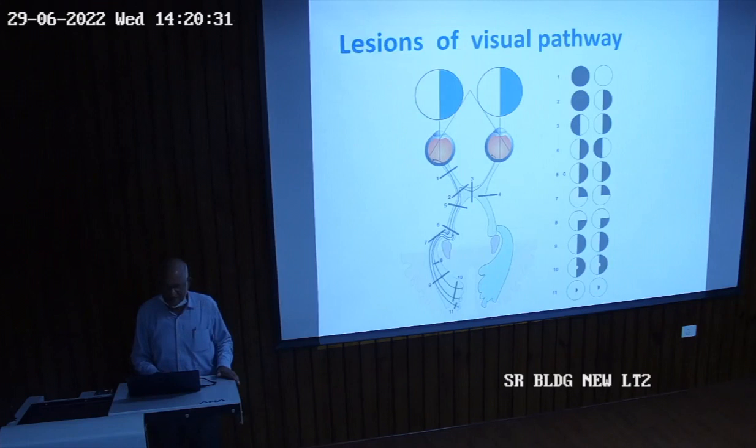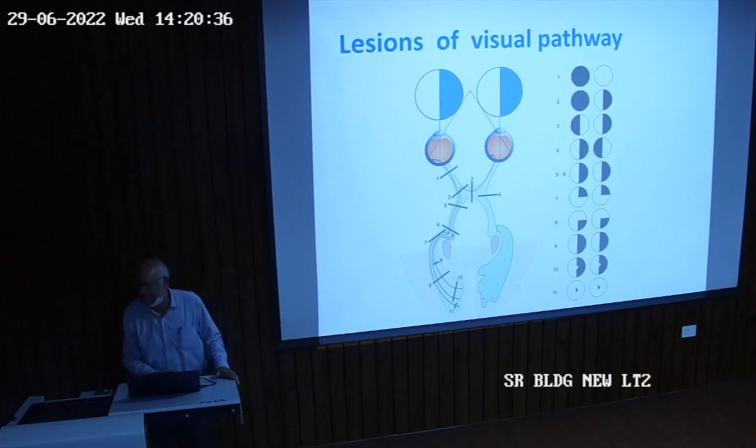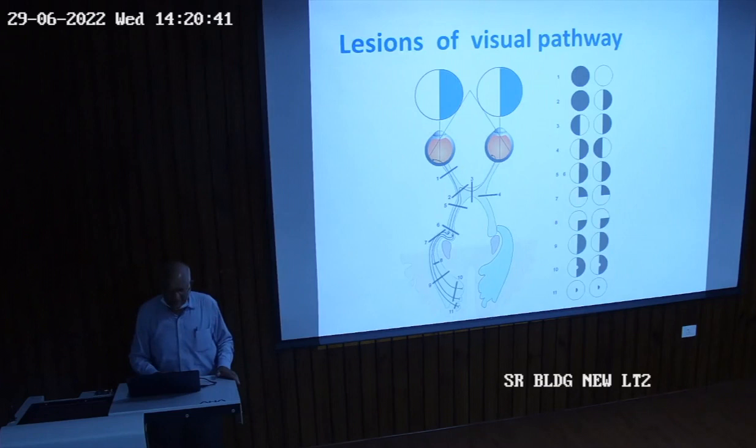Third, this is the central part. Bitemporal hemianopia will be the visual effect, on both sides. Or if the lesion is at the two sides of the optic chiasma, where the temporal fibers are going on both sides, and the temporal fibers are involved, there will be binasal hemianopia. Hemi means half, anopia means loss of vision. Binasal hemianopia, bitemporal hemianopia. This is in the central part of the optic chiasma.